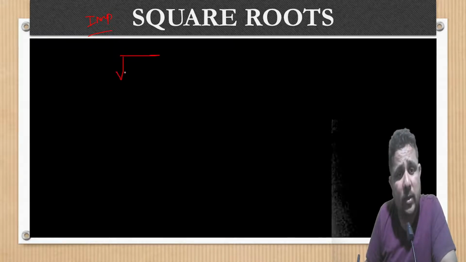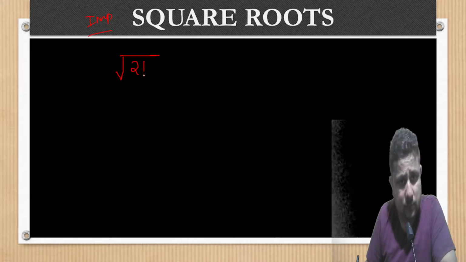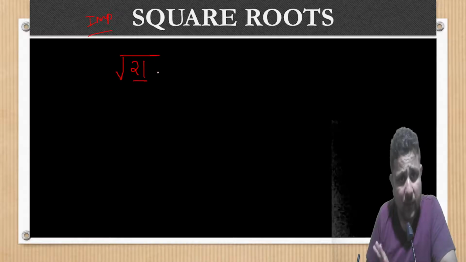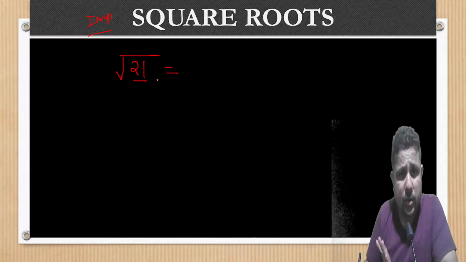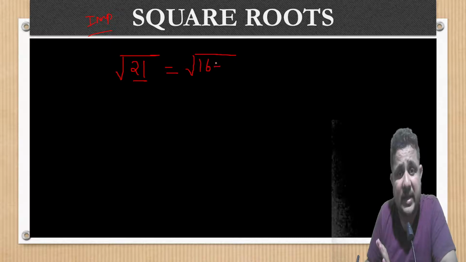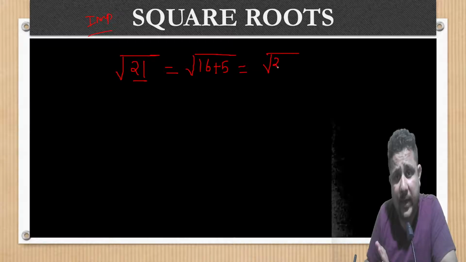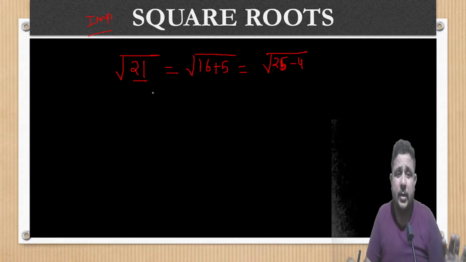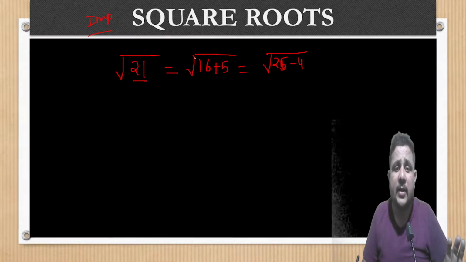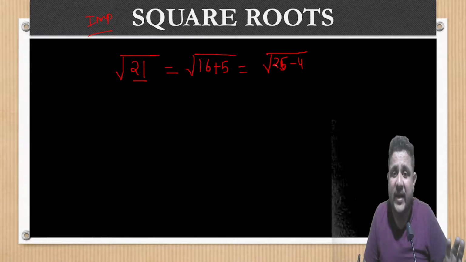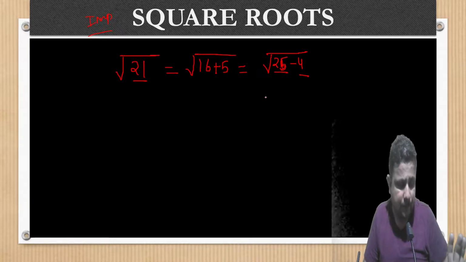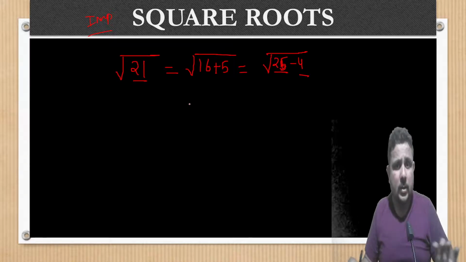Suppose you want to calculate the square root of 21. Now I can write it in two ways: square root of 16 plus 5, or square root of 25 minus 4. Is it correct what I am writing here? Square root 21 can be written in this form even. Square root 16 plus 5, square root 25 minus 4.